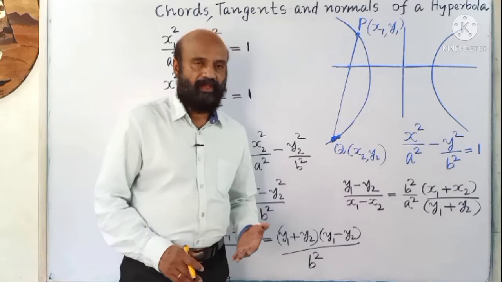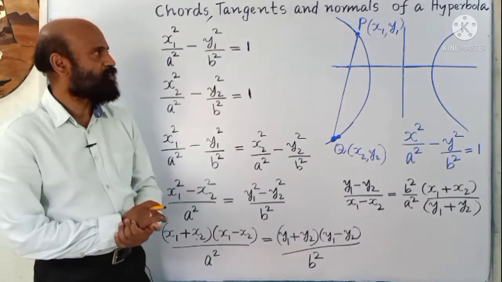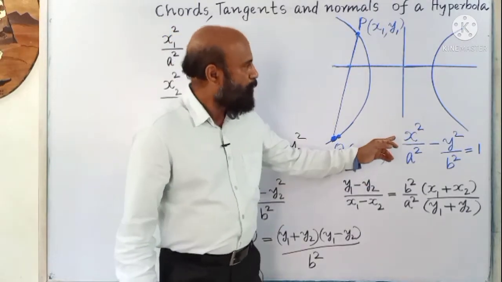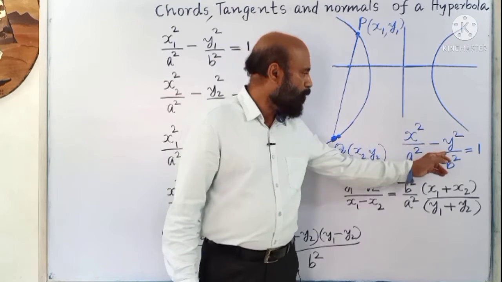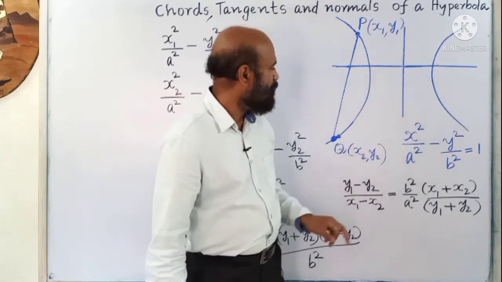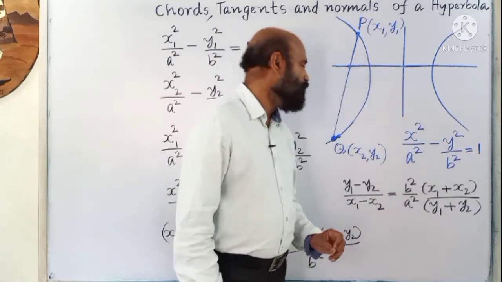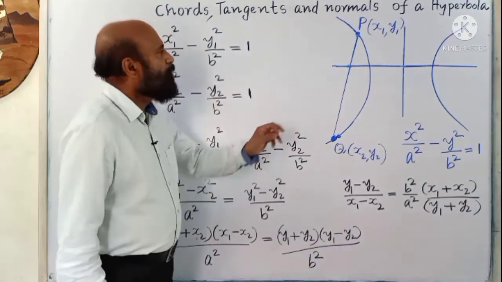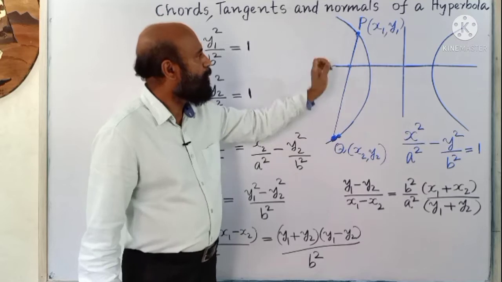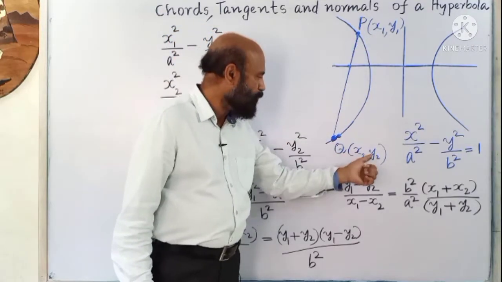In this video, let us see chords, tangents and normals of a hyperbola. You know the equation of a hyperbola in the standard form with its center at the origin is x square by a square minus y square by b square is equal to 1. Let P and Q be 2 points on the hyperbola. Coordinates of P are x1, y1, coordinates of Q are x2, y2.